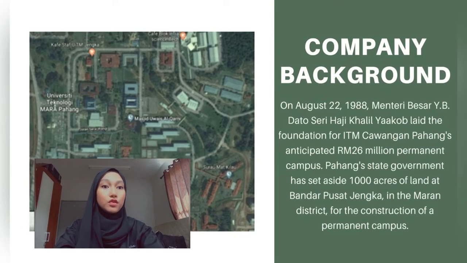Company background for UiTM Cawangan Pahang Campus Jengka: it began on 22nd August 1988. Menteri Besar YB Datuk Seri Haji Khalil Yaakob performed the groundbreaking ceremony for ITM Cawangan Pahang, anticipating a RM26 billion permanent campus.